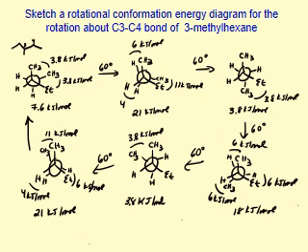Now when I draw next, we're going to draw obviously the energy diagram, and I tend to want to start with one of the lowest energy states. So I'm going to go ahead and call this my conformer 1 because it's one of the 2 that is lowest energy. Then this will be conformer 2, 3, 4, 5, and then finally 6.